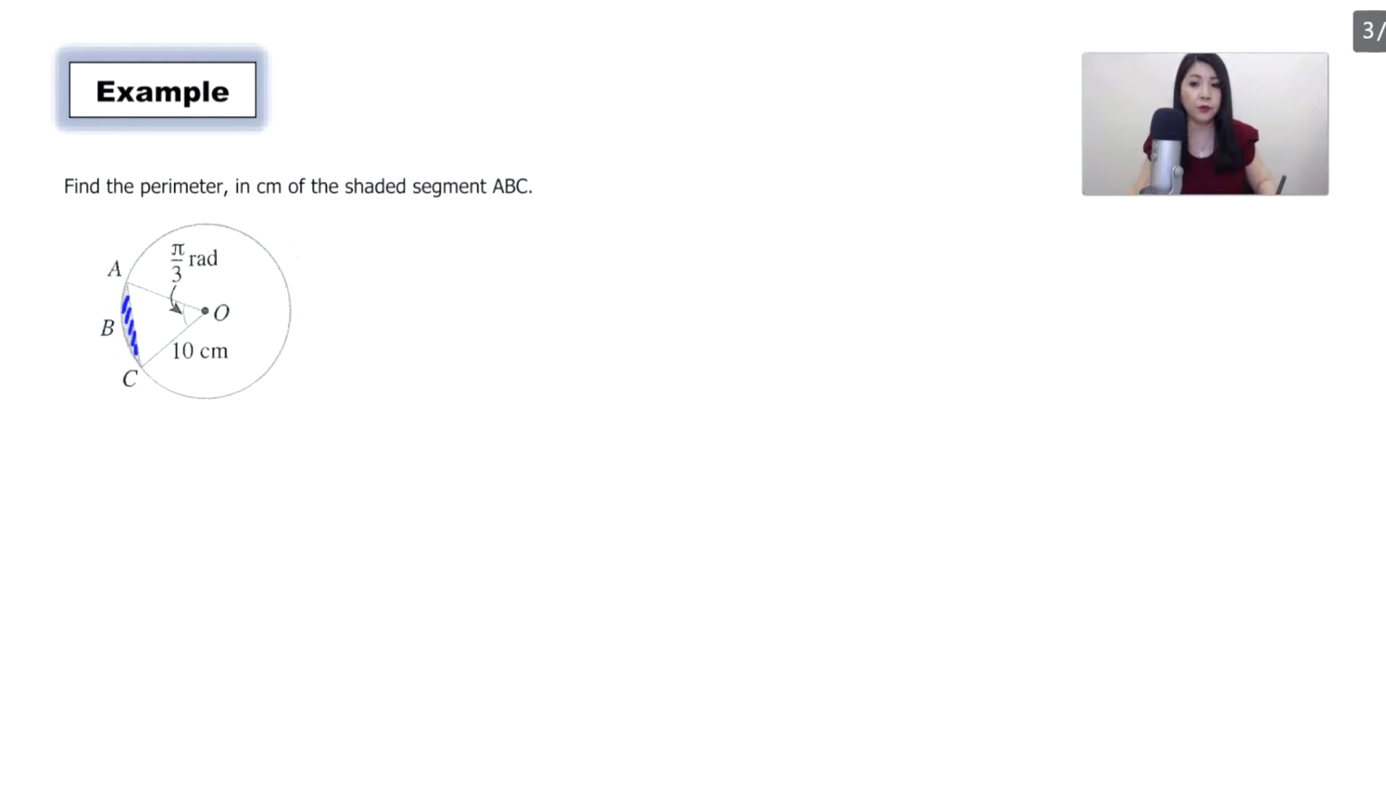In order to find the perimeter of the shaded segment, we have to find the length of the chord and also add the length of arc. Let's calculate the length of arc first. To find the length of arc, I'm going to use S equals r theta. So r is equal to 10 cm and your theta is already in radians, so it's pi over 3. So it's equal to 10 over 3 pi. We just leave it as this answer first.